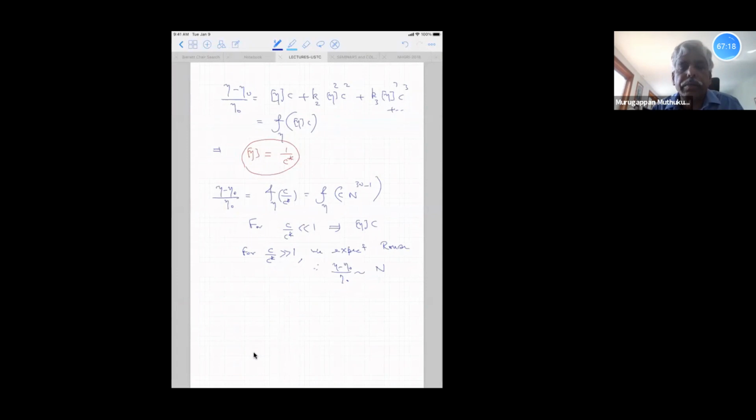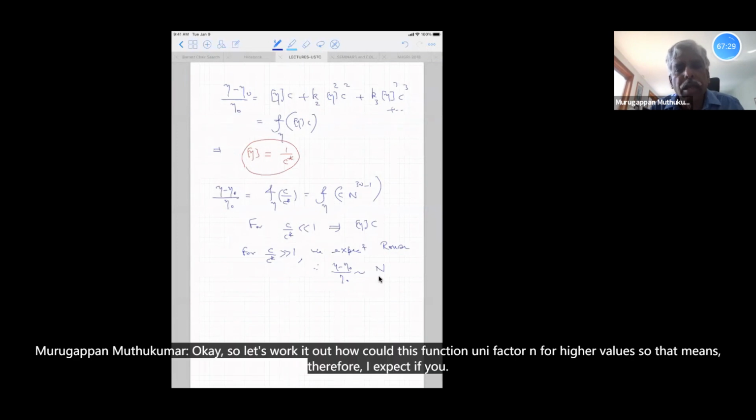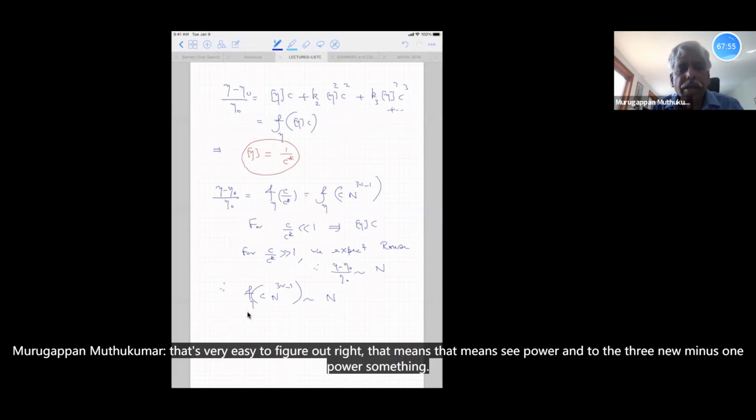That's what we expect. So this function must be such that for C by C star greater than 1, it has to go like N. Okay, so let's work it out. How could this function give me a factor of N for higher values? I expect f(eta C N to the 3 nu minus 1) to go like N power 1. This function must be like this. This can happen only if this is a power law, an exponent. That's very easy to figure out, right?